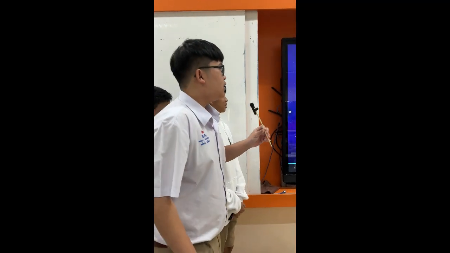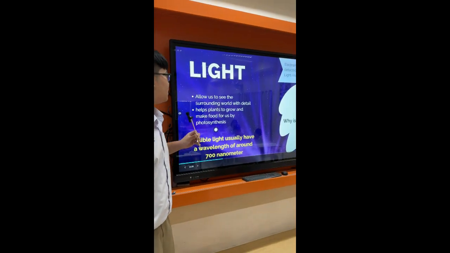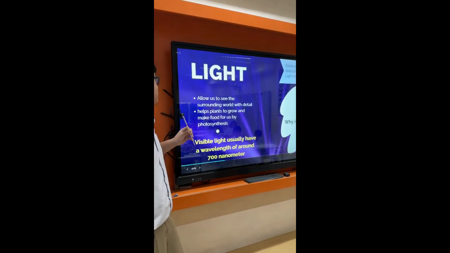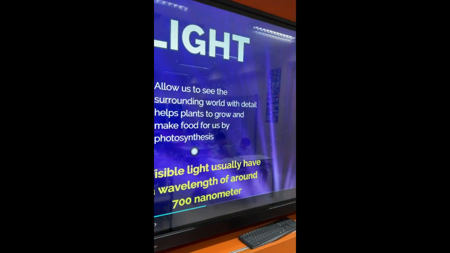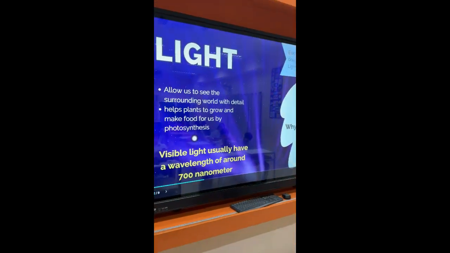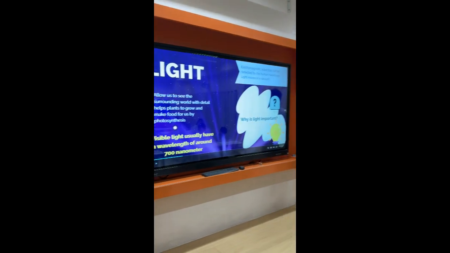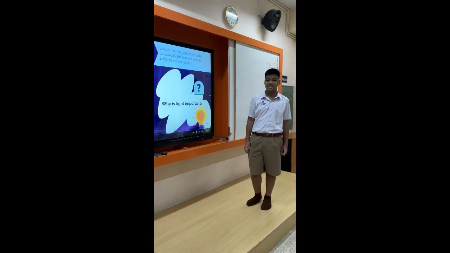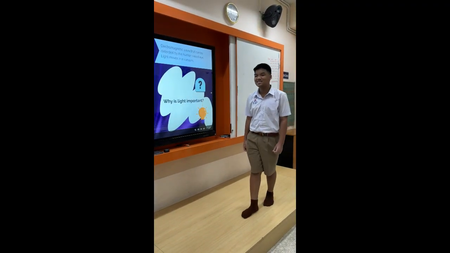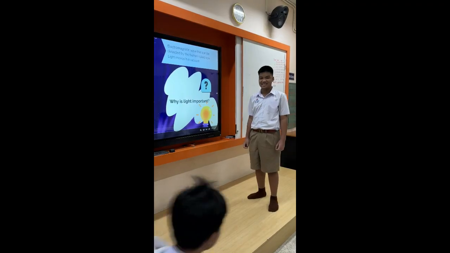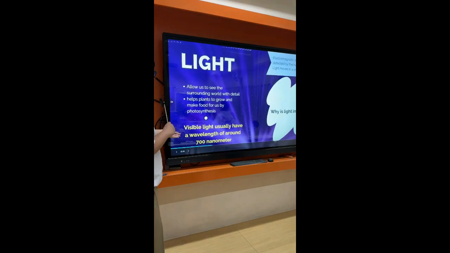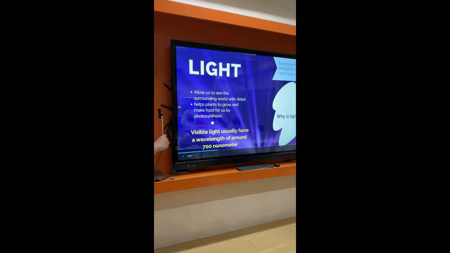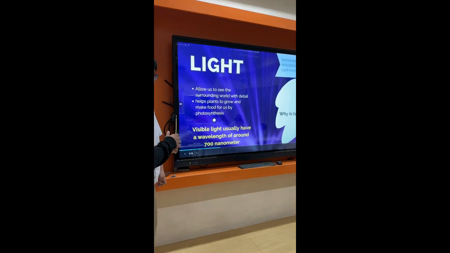So, why is light important? Light allows us to see the surrounding world with details and helps plants to grow and make food for us by photosynthesis. It is an electromagnetic wave that can be detected by the human naked eye, and can move in a vacuum. Visible light usually has a wavelength around 700 nanometers.